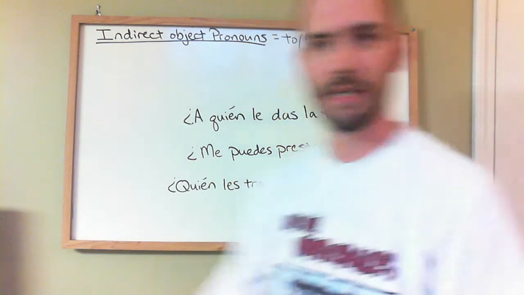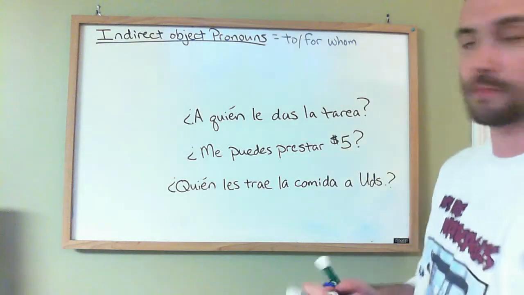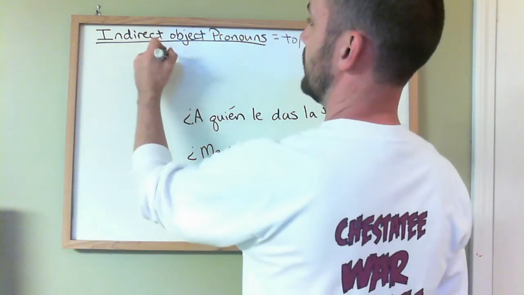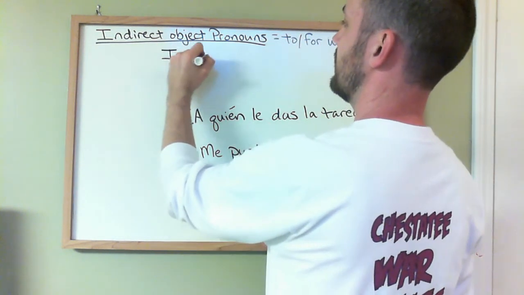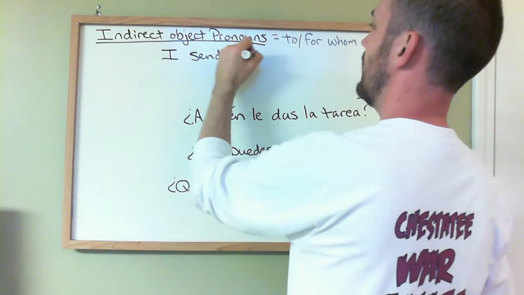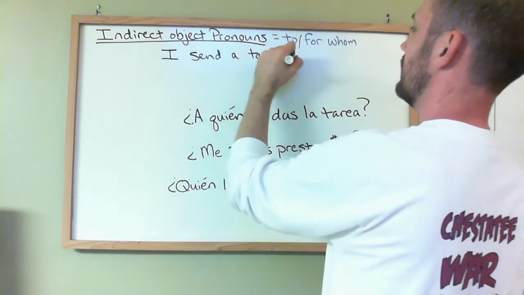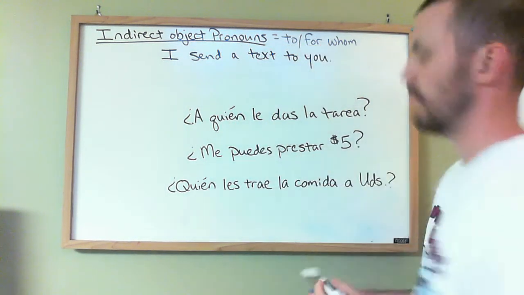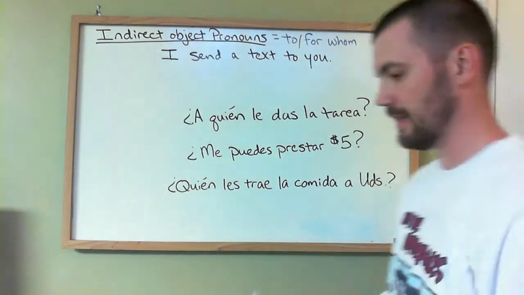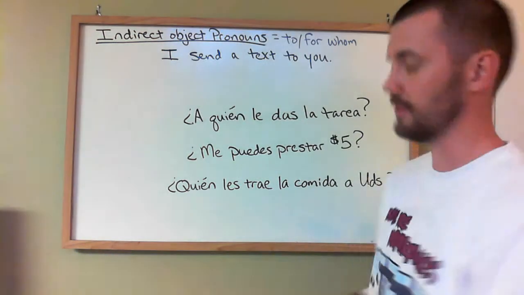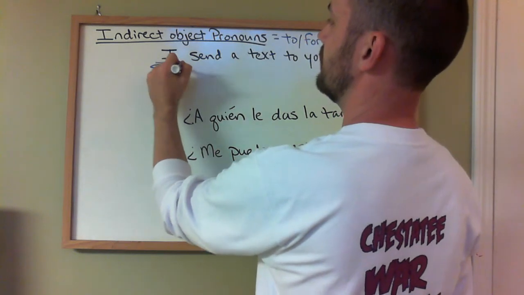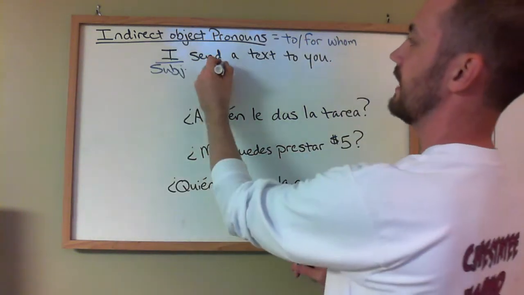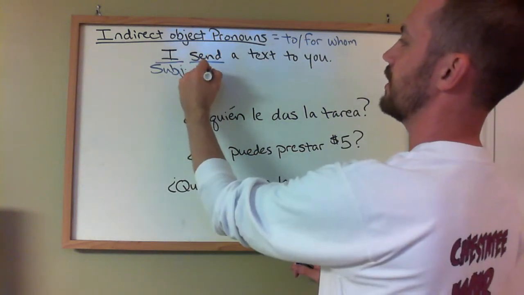Well, what does a sentence with one of those pronouns look like? Let's look at one in English. We have them in English too. Let's have the sentence, I send a text to you. As fun as it is, let's diagram this sentence. We start off with the subject. Next, send is the verb.